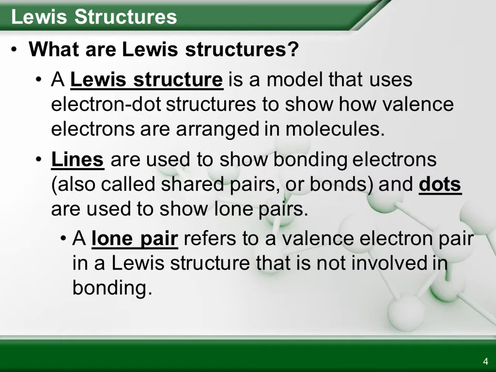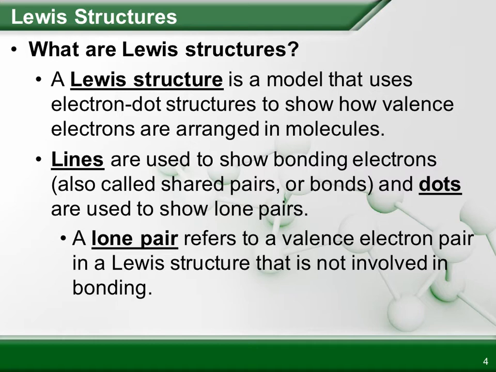When we draw Lewis structures, we're going to use lines and dots. The lines will represent bonding electrons or shared pair electrons. These are the two electrons that are being shared between two different atoms in a molecule. So again, we'll use lines. They're basically the bond. So the lines represent the bond between two atoms.